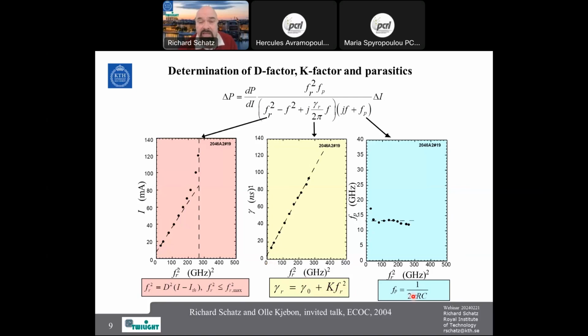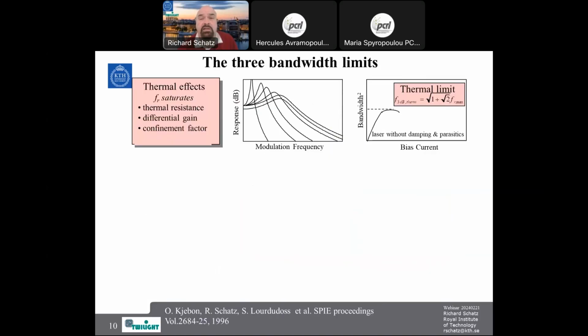And here you can extract the parasitic roll-off. Normally this is quite constant, especially if it's contact parasitics. If it's transport parasitics, you will see more variation with bias here. So by extracting these parameters, you can, for each individual laser, calculate three bandwidth limits.